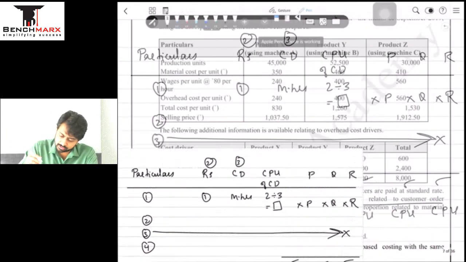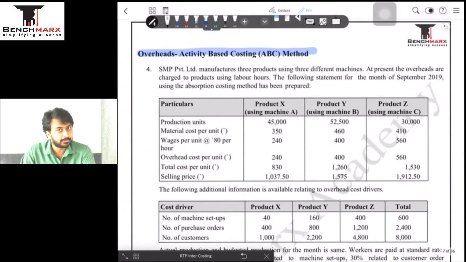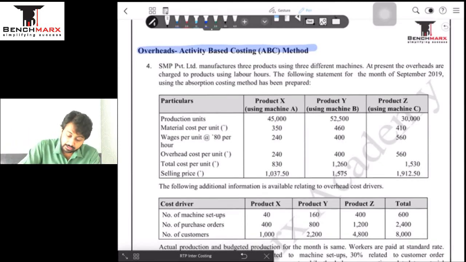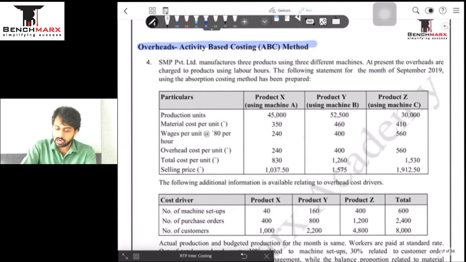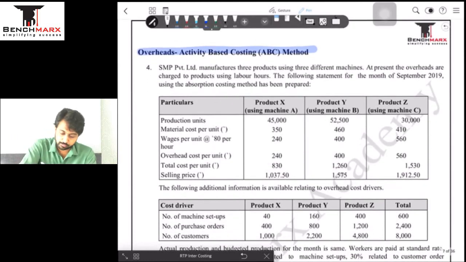And apart from this, no new thing is asked in this question, so I think we are good. We are good to start question number 4. Let us start, please. We are starting with question number 4 of RTP 19 November. Let us start question number 4, please. So let's start question 4.